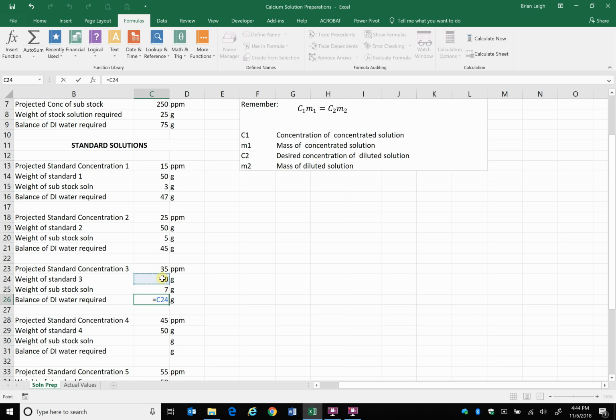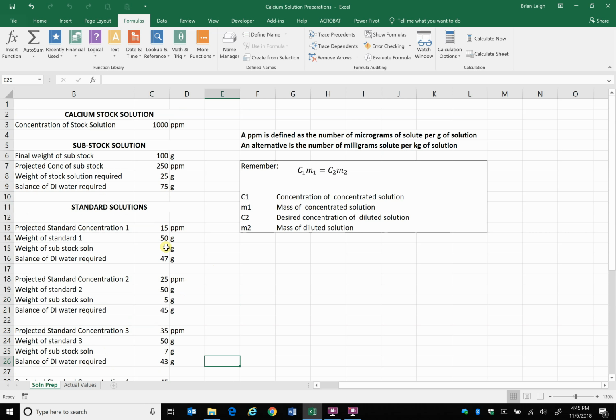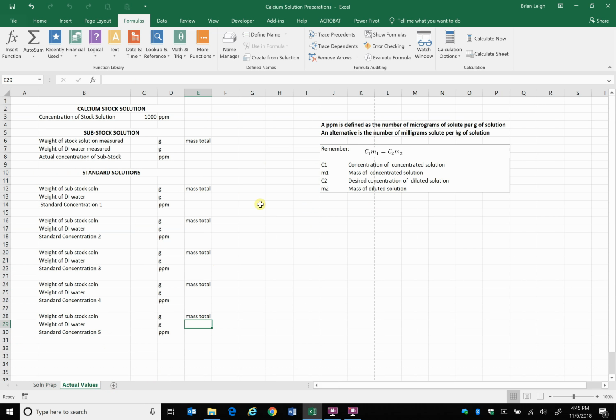So this is what you're going to want to do to make your solutions. Now in reality, you're not actually going to put in 3 grams and 37 grams. You're actually going to get close, but not that close. So in order to do that, we should calculate what they really are and then backfeed in as we go.